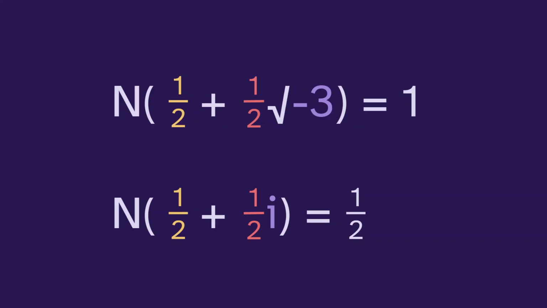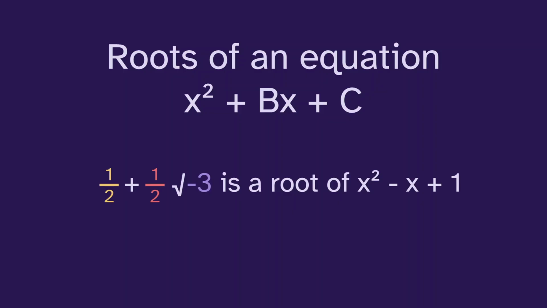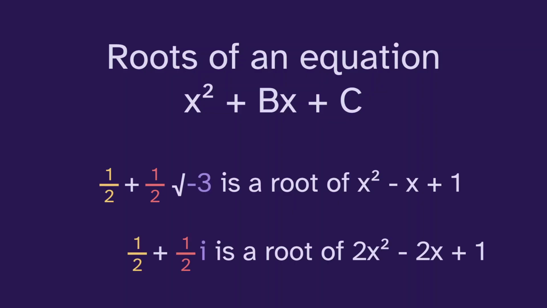But this isn't exactly true. A more precise way to define them is the roots of an equation x squared plus bx plus c. So half plus half root 3 is a root of x squared minus x plus 1, whereas a half plus a half I is a root of 2x squared minus 2x plus 1. We notice that the leading coefficient of the second value is a 2. And there are some cases where we only want to work with leading coefficients 1. So it's natural to define the roots of equations with leading coefficients 1. But we don't have time to get further into that.